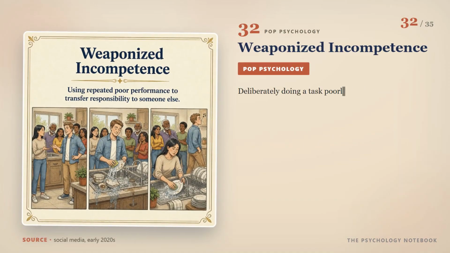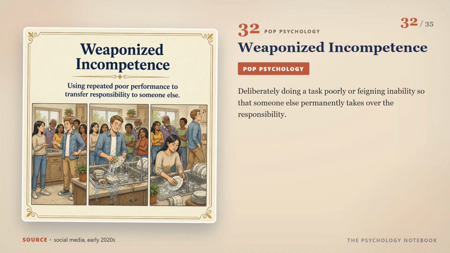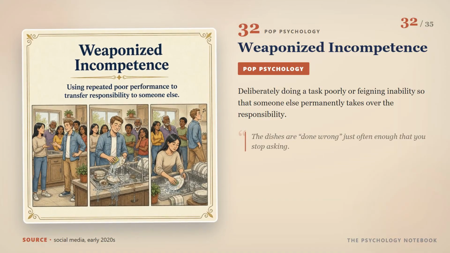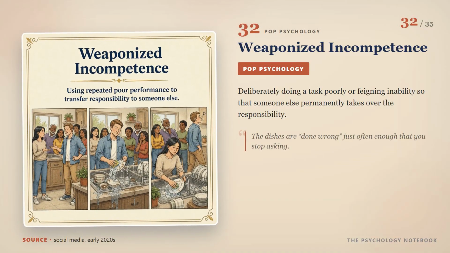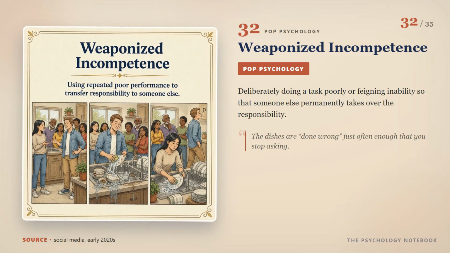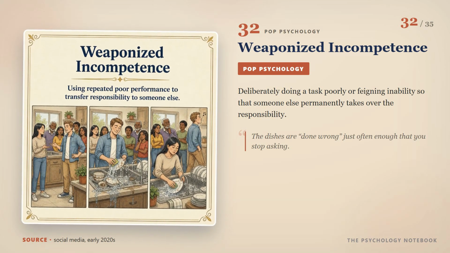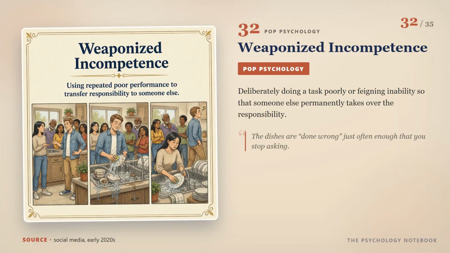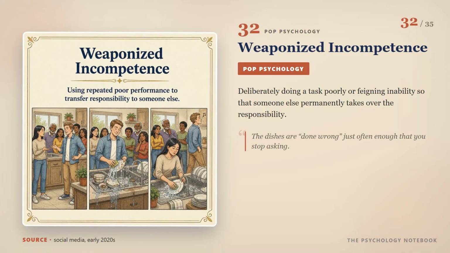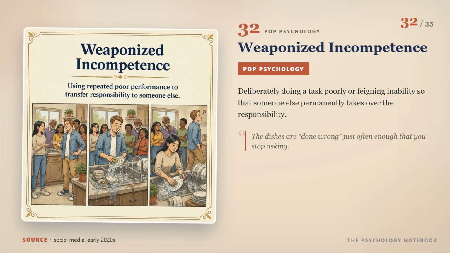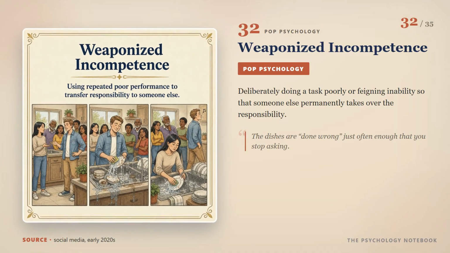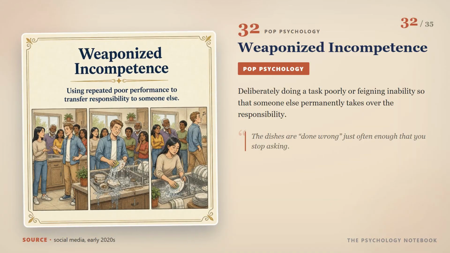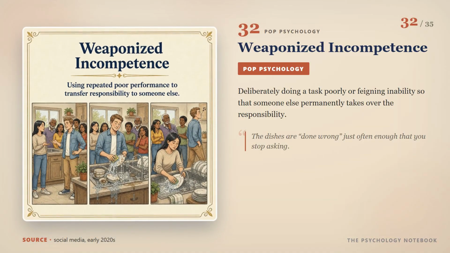32. Weaponized incompetence. Number 32 is weaponized incompetence. This means repeatedly doing a task poorly or claiming not to know how to do it so that someone else eventually takes over. Let's say you ask someone to do the dishes. They do such a careless job that you have to wash everything again. After this happens several times, you stop asking and simply do it yourself.